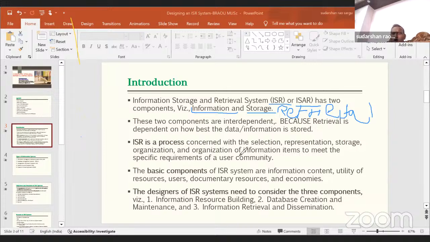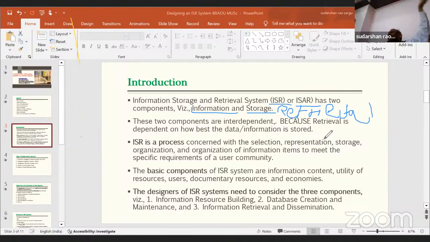Information storage is a process. Information storage and retrieval is a system, of course. It's an activity also. In this activity, what we really do is select the information that is required, and then we represent the information. So-and-so author, so-and-so book is in my library. The books are in the racks. In the catalog, you are representing them in the form of a catalog. The catalog is in the catalog shelves.